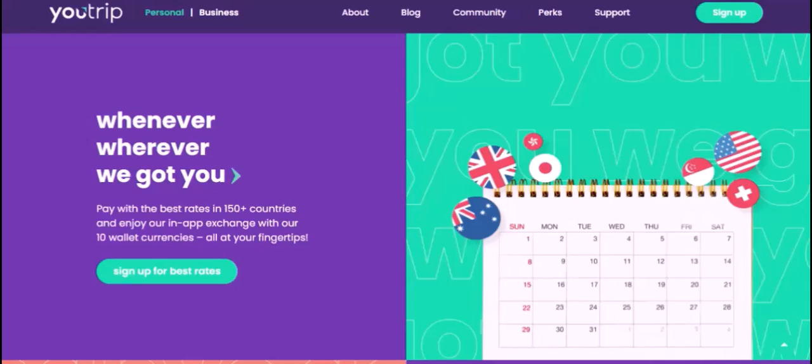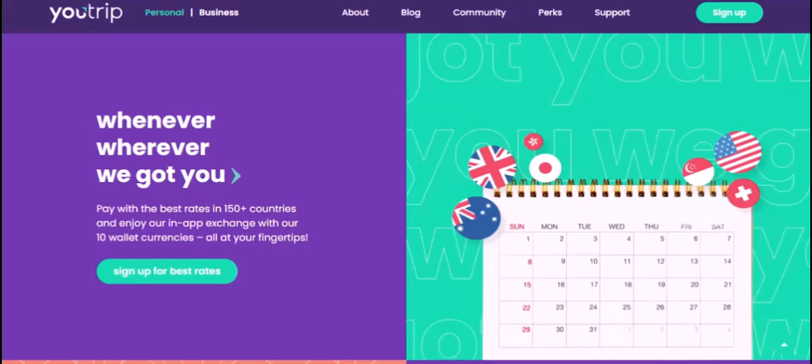Key points to remember. Conversion fees. YouTrip doesn't charge any conversion fees, but your bank or credit card company might. Processing times. Bank transfers can take a few days to process, while credit card top-ups are usually instant. Security. Always ensure that you're using a secure connection when making transactions on your YouTrip app or website.